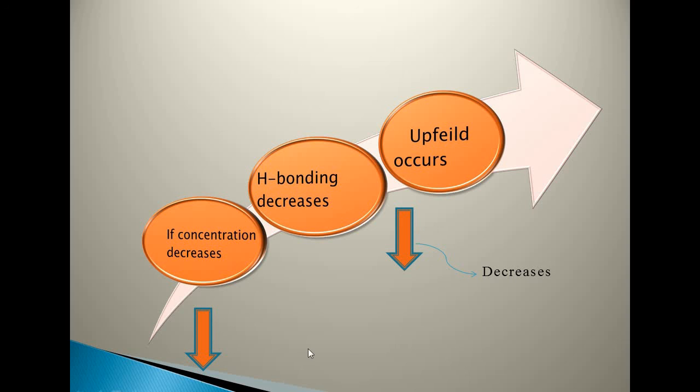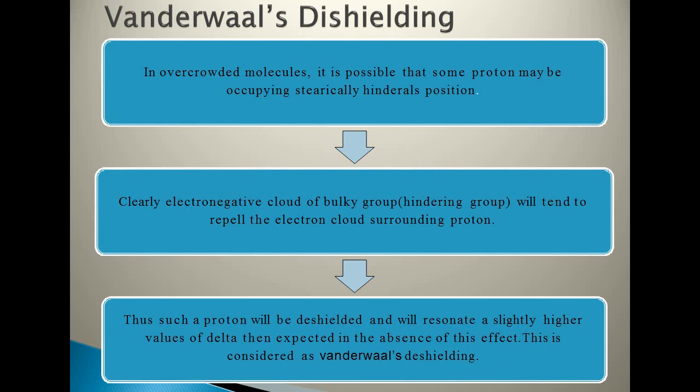So if we want more hydrogen bonding and a downfield delta value, then we can make the solution concentrated. If we dilute the solution, hydrogen bonding decreases and the signal is observed at an upfield value. If we want to shift the signal downfield, we can make the solution concentrated. As the solution gets concentrated, hydrogen bonding increases and it will be observed downfield.